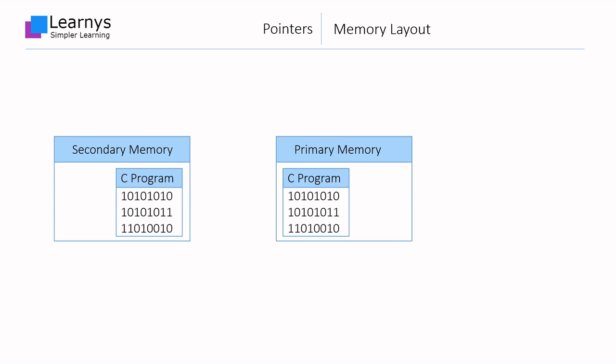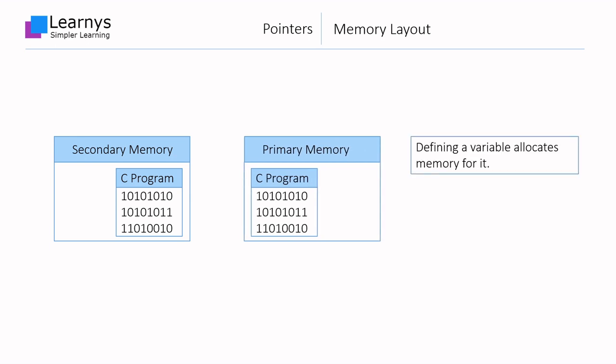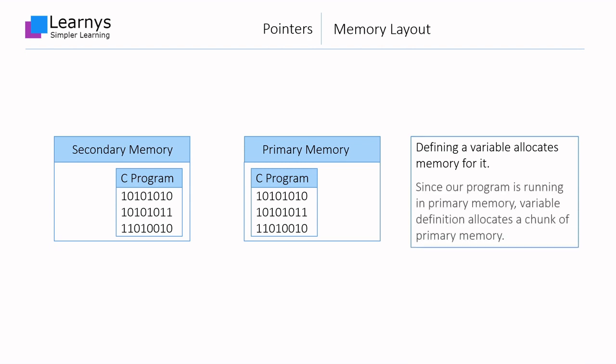For example, we know that defining a variable allocates memory for it. Since your program is running in the primary memory, variable definition allocates a chunk of primary memory for it. The same is applicable to dynamic memory allocation. Function calls which allocate memory dynamically actually allocate memory chunks in the primary memory.